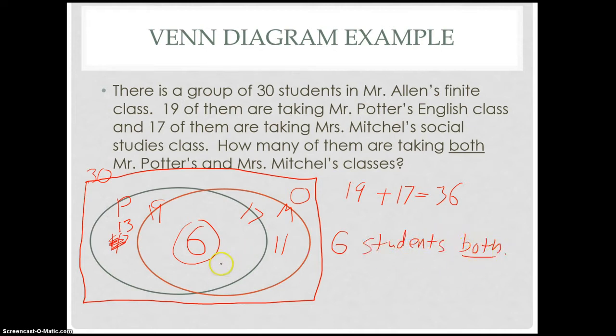Okay? Now, I do want to point something out here. Remember, 19 plus 17 is 36. And there was only 30 students total. Why is that number bigger than that 30? Again, the reason is these 6 students that are taking both are actually counted twice in the total. Because there's 19 in Potter's, so if we counted them all, you'd have 13 plus 6, which is 19. Well, in Mitchell, there's 17, so 11 plus 6 is 17. But notice that I've counted these 6 twice.